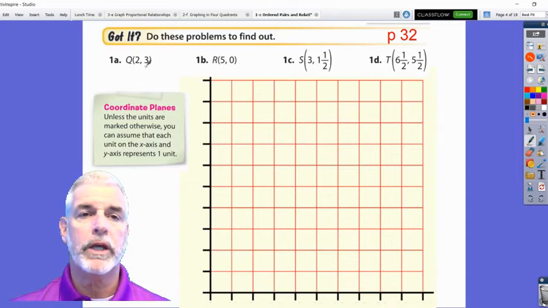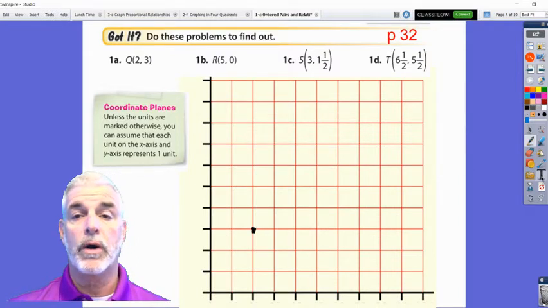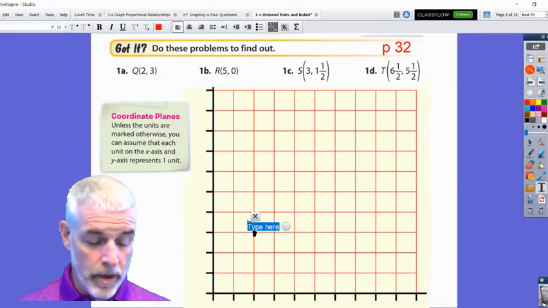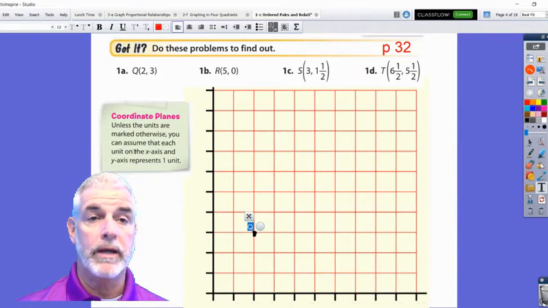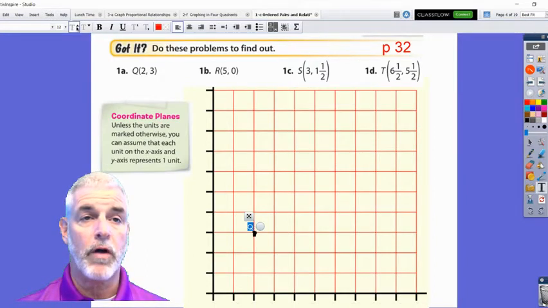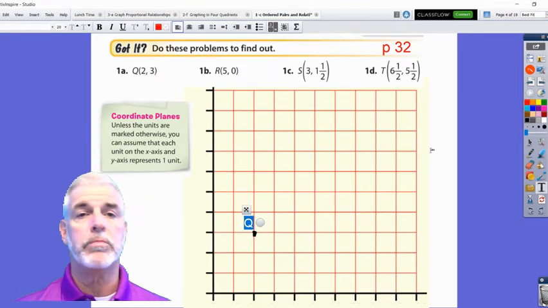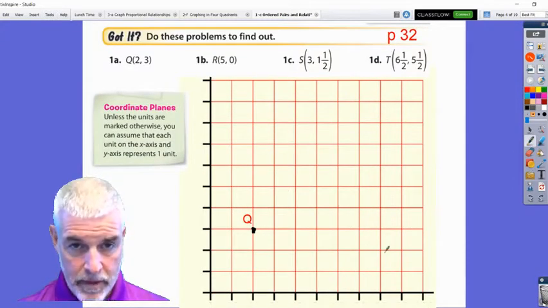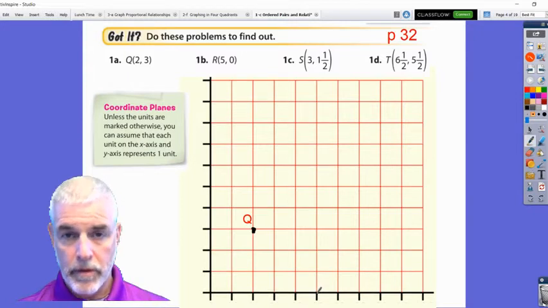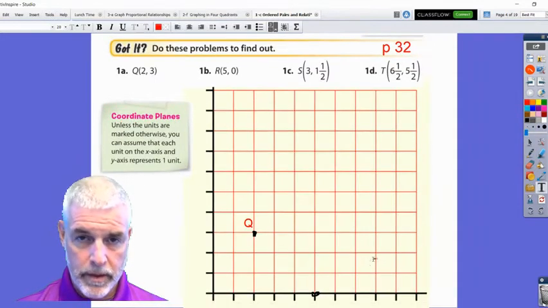All right, so point Q, 2, 3. And notice that there's no numbers on this. That means that each space is worth 1 unit. It tells you here in this little sticky off to the side: if there are no numbers on the grid, then each line is 1 unit. So there's point Q at 2, 3. Point R at 5, 0. So 5 to the right and 0 puts it right there. Throw in a point R.